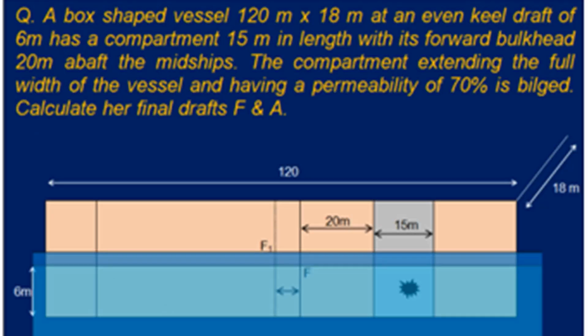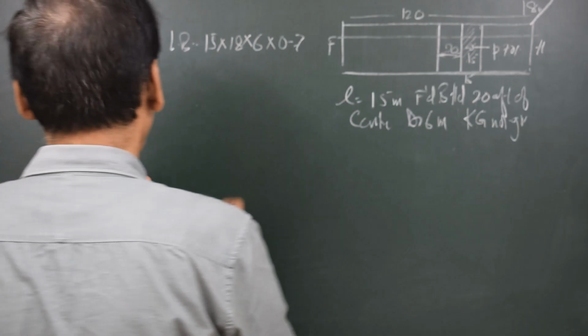So we will proceed in the same way. The lost buoyancy is equal to 15, that is the length of the compartment, into 18 into 6 into 0.7. So that is 5.7. So lost buoyancy is 1134.